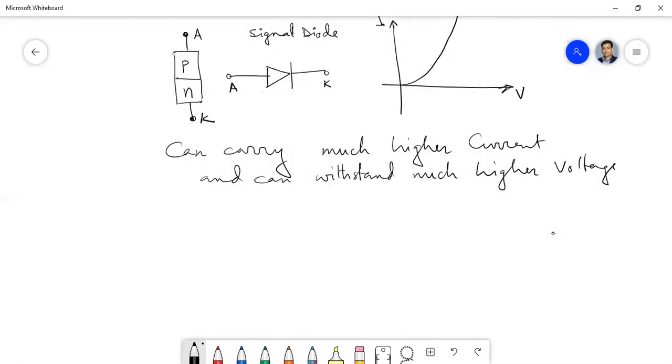The first thing we incorporate in a power diode is that both the substrates, that means P and N, both these substrates are heavily doped. Have you understood this term, heavily doped?